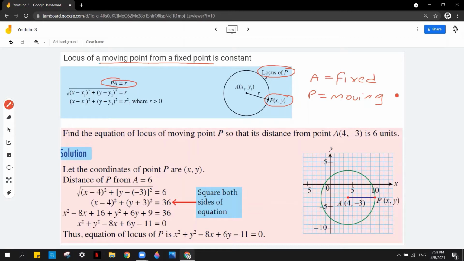So let's have a look at this question. You see, find the equation of locus of moving point P so that the distance from point A to point P is 6 units. So that means your R is equals to 6 units and A's value, so X1 is equals to 4 and Y1 is equals to -3. So just put them into the formula and get it done.